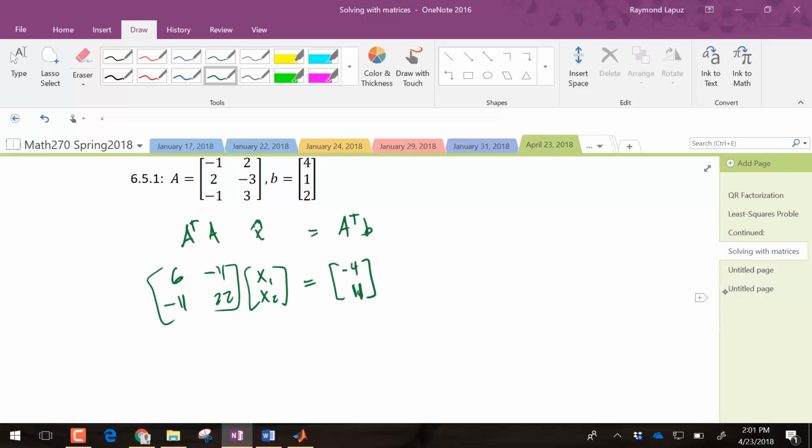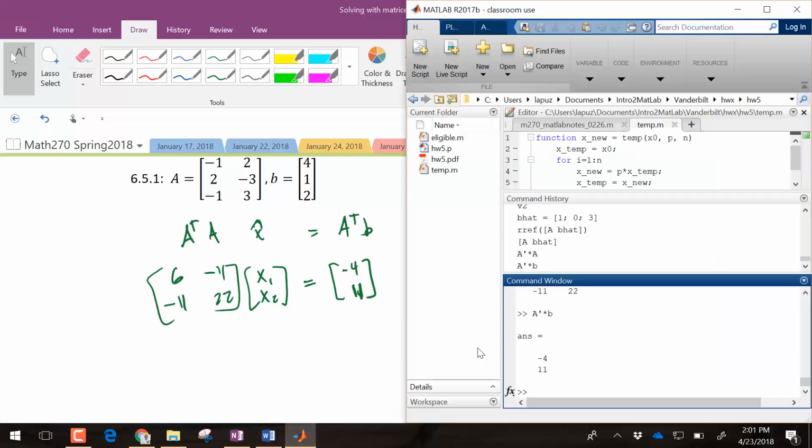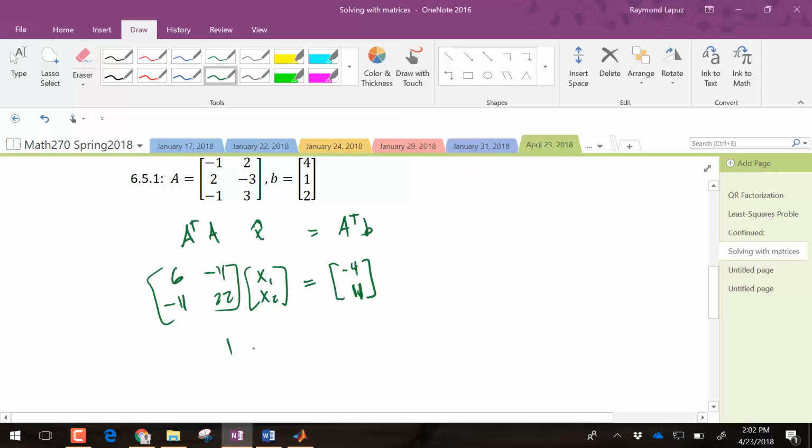So now you're really solving for this problem, which is just RREF. So RREF: we have 6, -11, -4 and -11, 22, 11. And we get the same solutions that we got last time. What was it, 3 first?